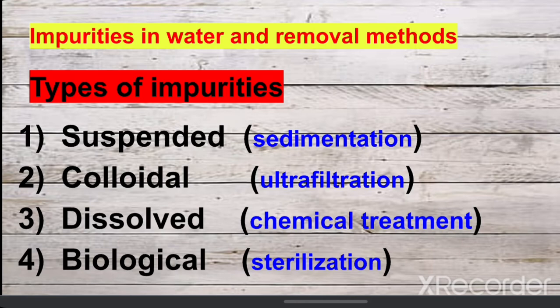Third is dissolved. Dissolved impurities are found in underground water. It has a clear appearance because of the filtering action of soil and porous rock, but it contains more dissolved salts. The removal method for dissolved impurities is chemical treatment.